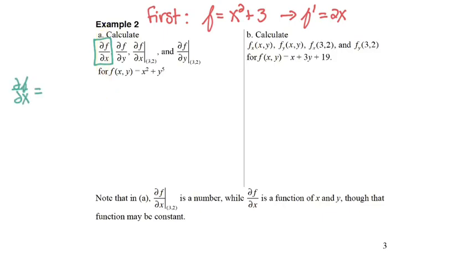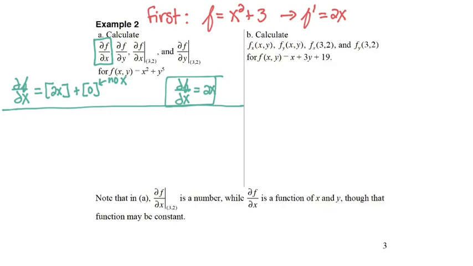What we do is we look at the function, and the first thing we see is x squared, so the derivative is 2x. Next, we see y to the 5th. The derivative is 0 because there is no x, just like the 3 in my example up above is essentially a 0 because there is no x. So my derivative was just 2x.